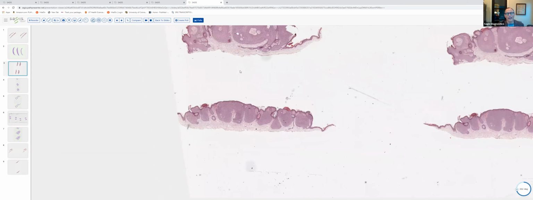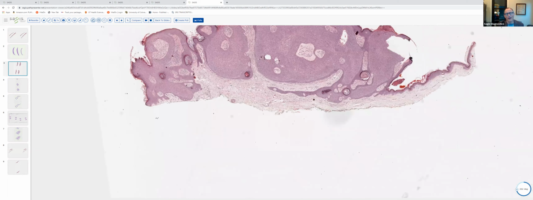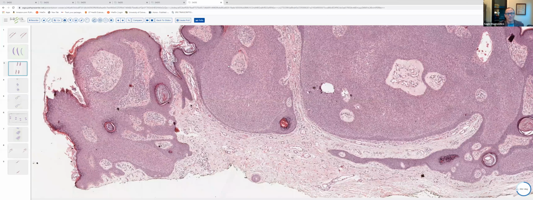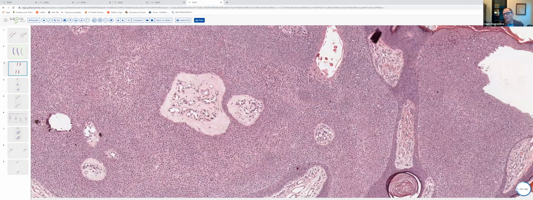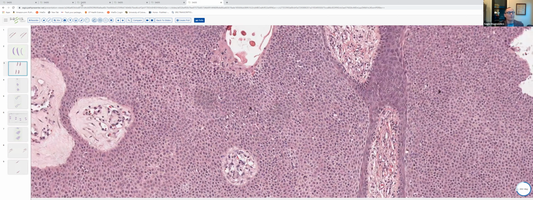If we take a look at higher power, we can see that we've got these large clones of keratinocytes sitting and expanding the epidermis. There's a real sharp cutoff between the normal appearing keratinocytes in this zone and the cells comprising this proliferation over here.